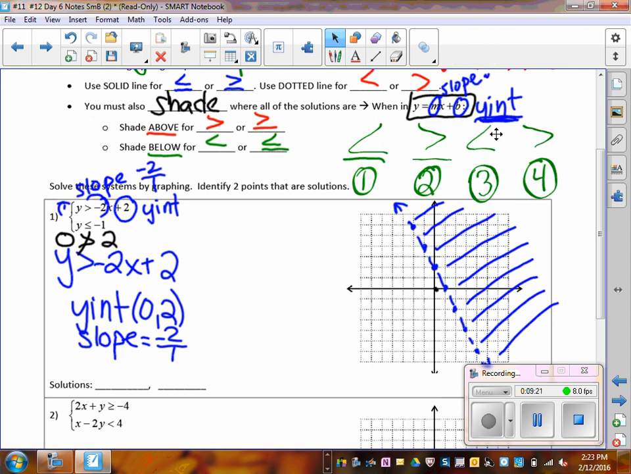Okay. Now notice it said shade above when it's greater than. So here we would shade above. Well, this is what above looks like. Here's my line, above my line. If you're struggling to know what above means, look at your y-intercept. My y-intercept is 2. What is a number that is greater than 2? 3. And 3 is up here, so that's the side that we shade. You can use that top down. Alright, questions so far?